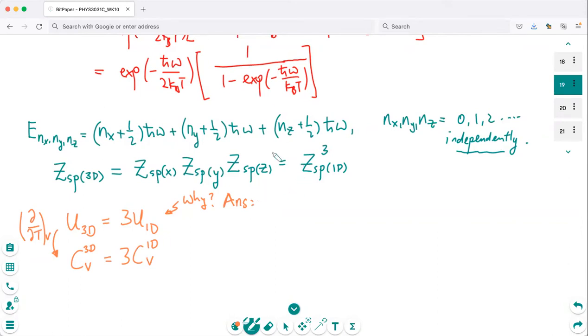Now let's continue. So the answer is this. The reason you can write this is because of the log. So how do I write down the partition function? How do I write down the relationship between the internal energy and the partition function? You have this log, right?